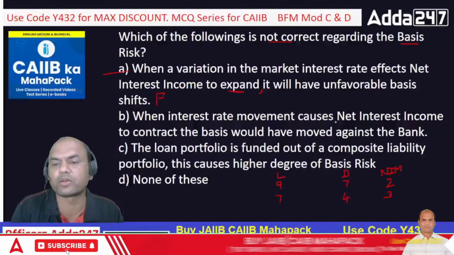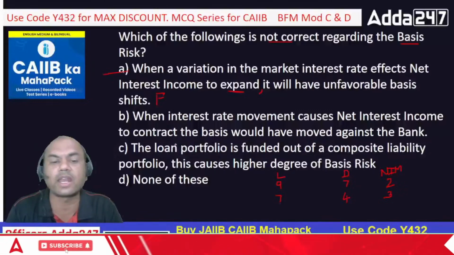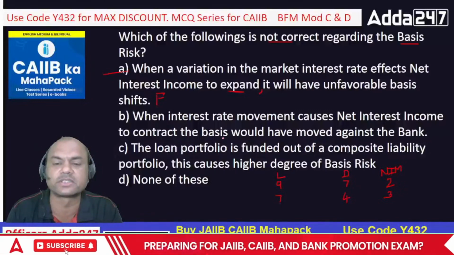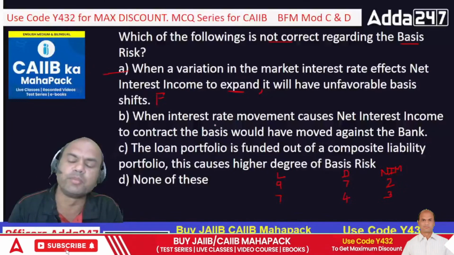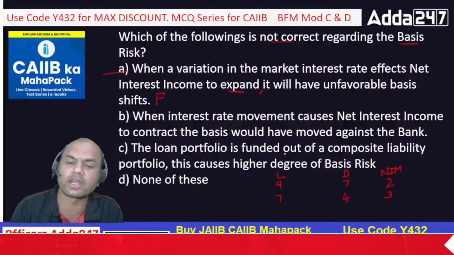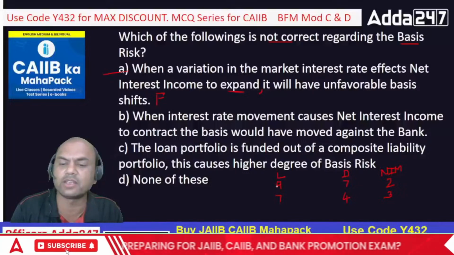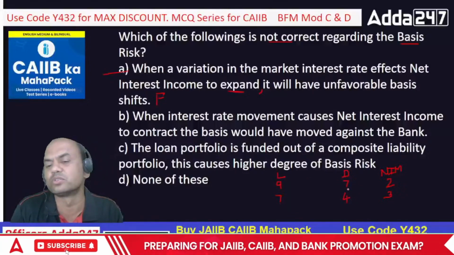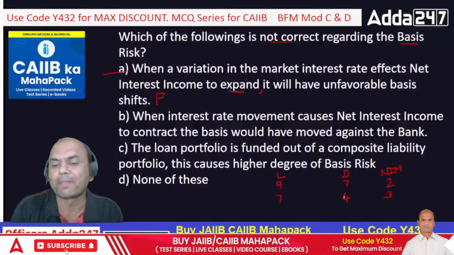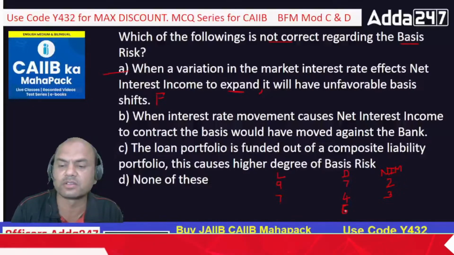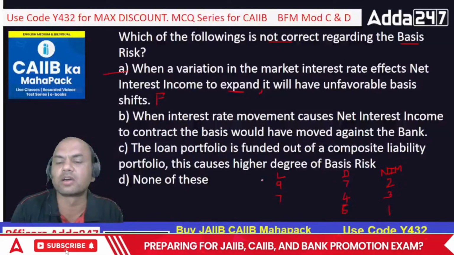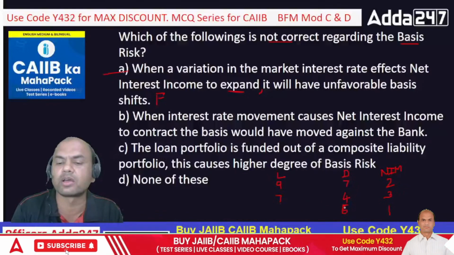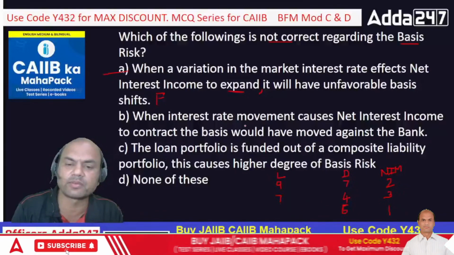When the interest rate movement causes NII to contract, the basis would have moved against the bank. That is correct. If NII is contracting, it means the 9 falls to 7 and the 7 falls to, let's say, 1 only, means 6. So what is my NIM then? 7 minus 6, 1. Earlier it was 2, now it has gone to 1. So that is unfavorable for me.